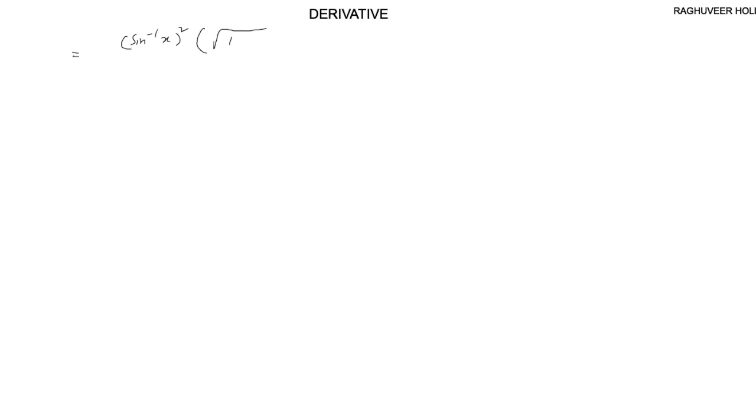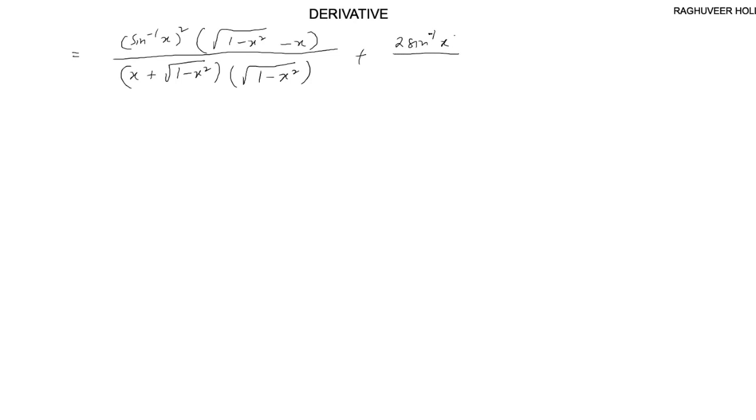Further, which is equal to (sine inverse x) whole square and (square root of 1 minus x square minus x) divides by (x plus root 1 minus x square) and square root of (1 minus x square), plus 2 sine inverse x and log of (x plus root 1 minus x square) divided by square root of (1 minus x square). So that is the solution.